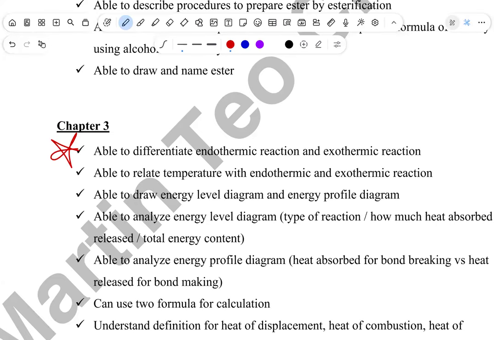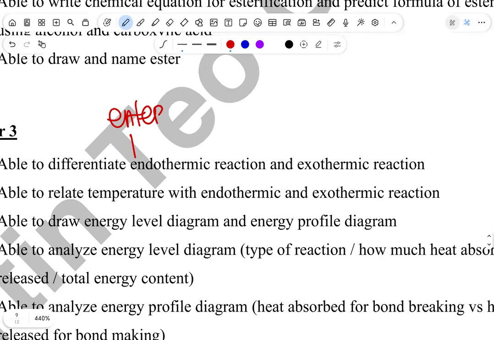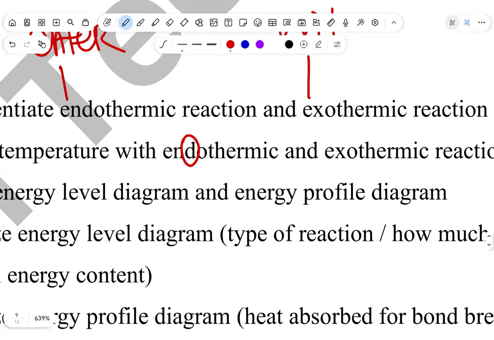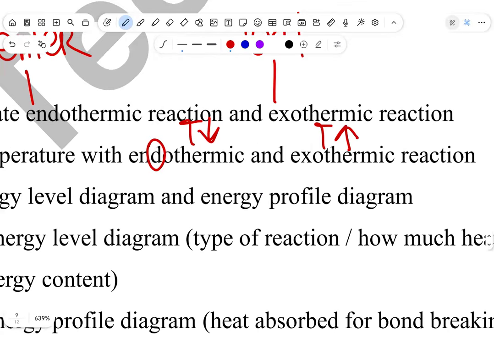Make sure everyone knows the difference between endothermic and exothermic. Okay, endo, enter, the heat goes in, absorbs the heat. Exo, exit, heat goes out, releases the heat. So endothermic absorbs heat, exothermic releases heat. Make sure you know the relationship between temperature and endo and exo. Sometimes they don't tell you endo or exo, so you need to know: temperature increases, endo or exo? Temperature decreases, endo or exo? Endo, D stands for decrease. Temperature decrease is endo, temperature increase is exo.